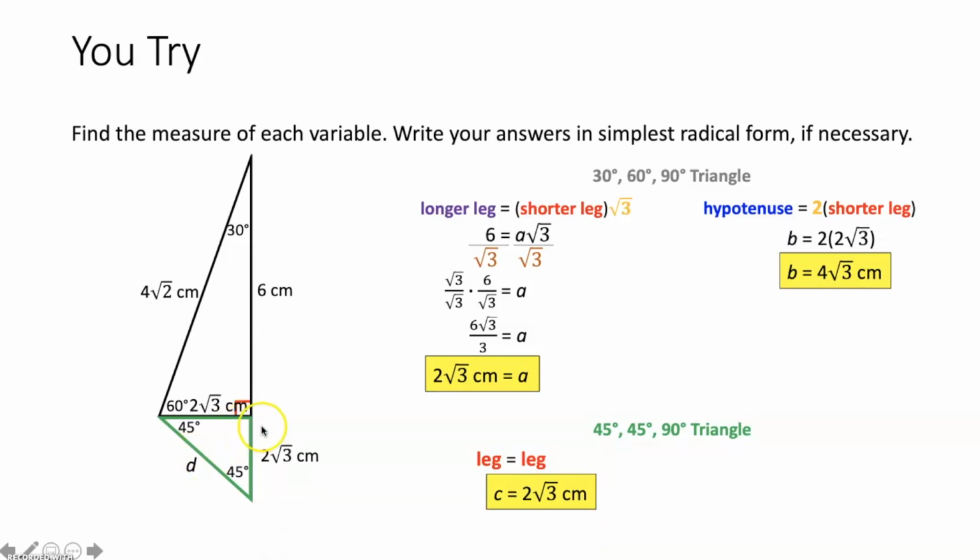Next, we said that the hypotenuse was equal to rad 2 times the length of one of the legs. So we take the length of one of the legs, we plug that in over here, and we take D, which is our hypotenuse, plug it in here. And we get that D is equal to 2 rad 3 times rad 2.